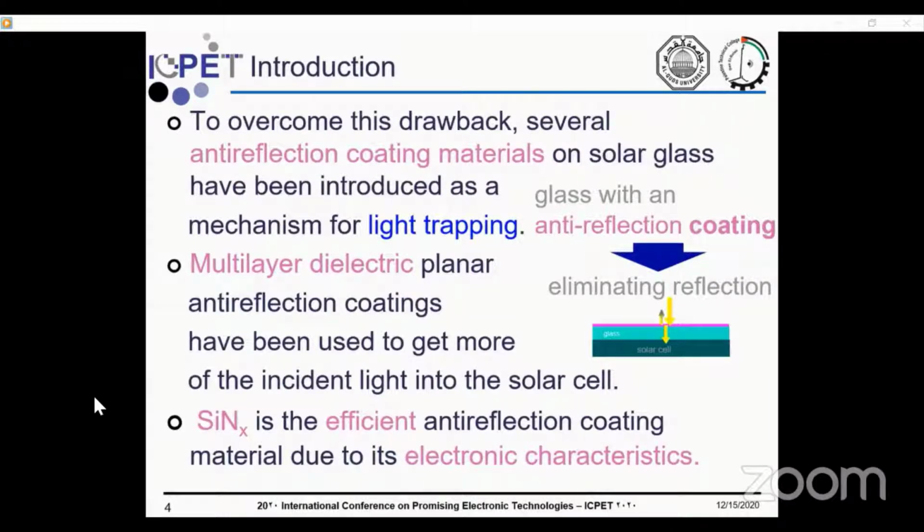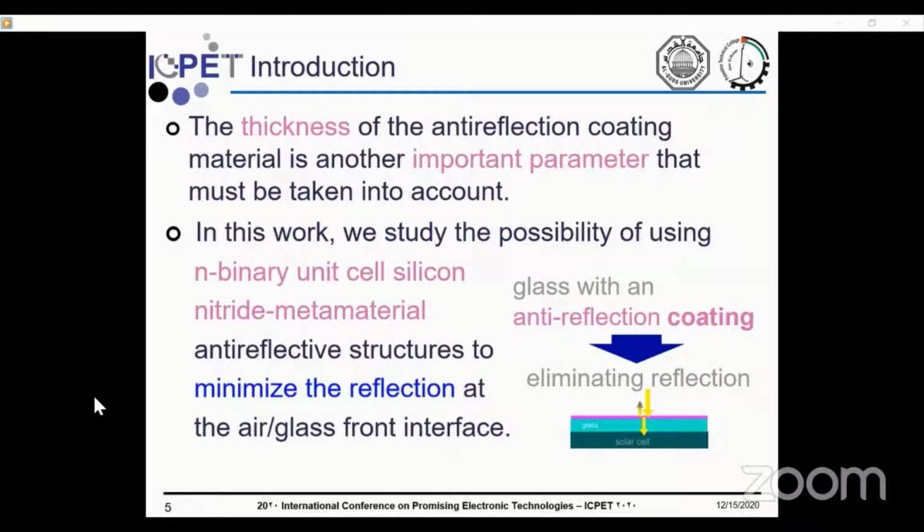Silicon nitride, SiNx, is an efficient anti-reflection coating material due to its electronic characteristics. The thickness of the anti-reflection coating material is another important parameter that must be taken into account.